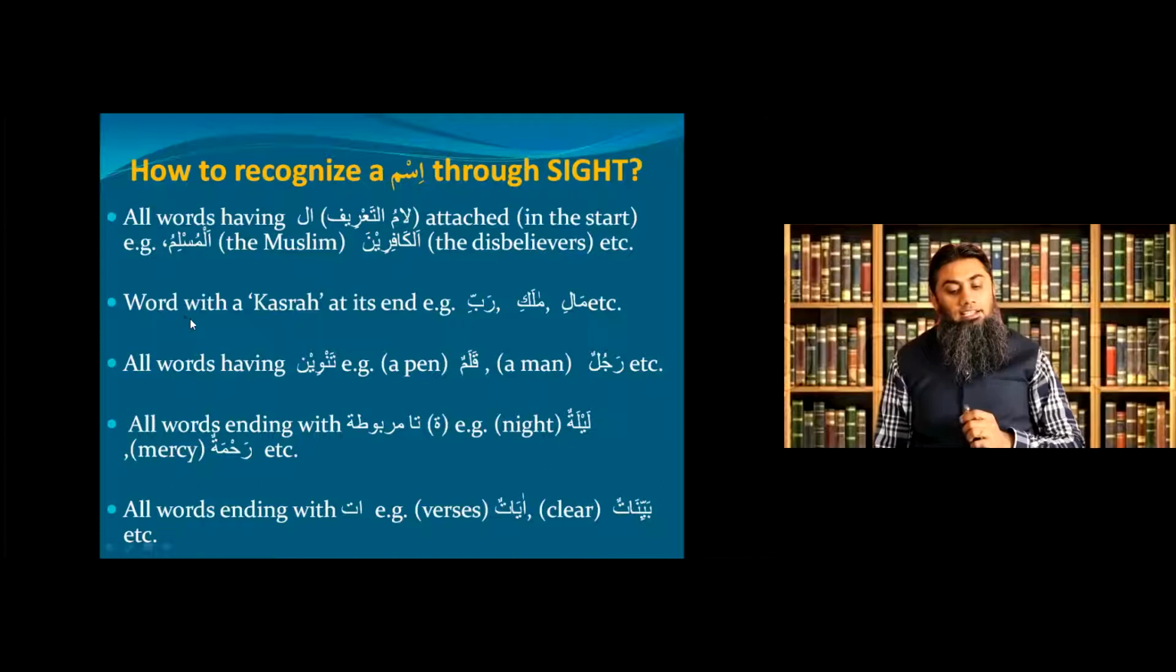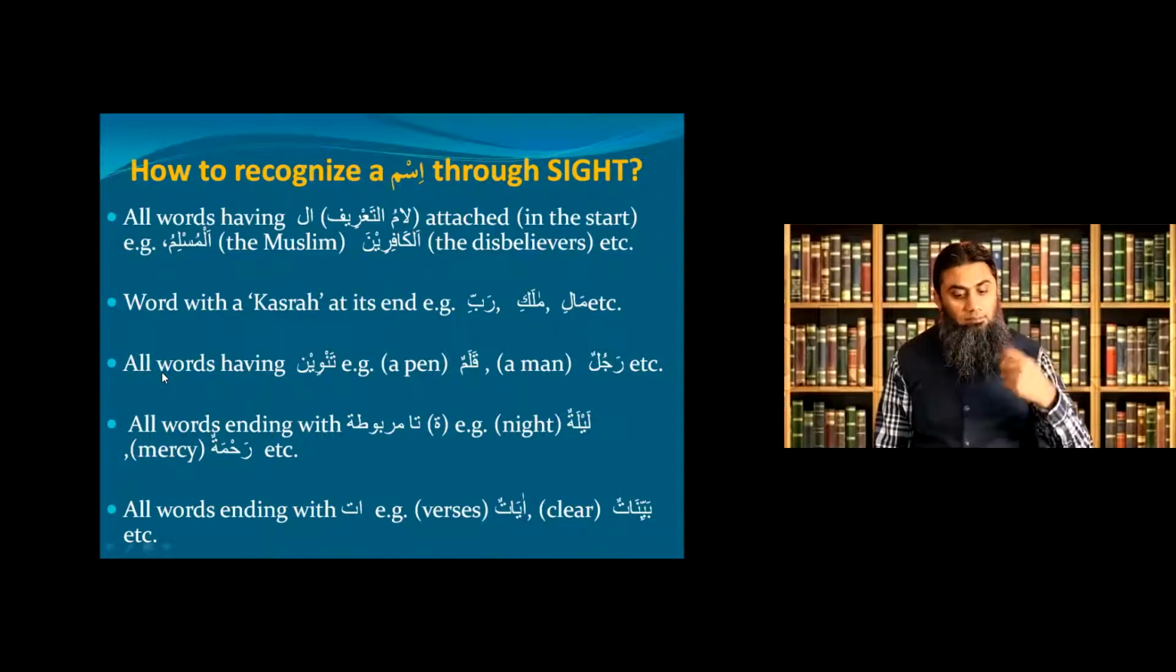Clear? Secondly, words with a kasra. Kasra means 'there'. If any word ends with kasra, this is a clear sign that this word is ism. Examples: Rabbi, master; Maliki, honor; Mali, wealth. All of these are examples of ism. Why? Because it ends with kasra.